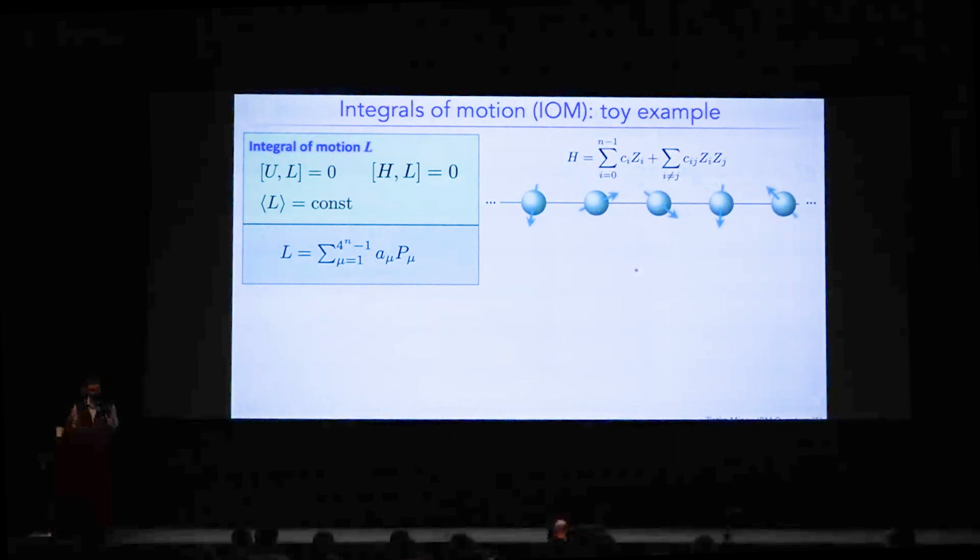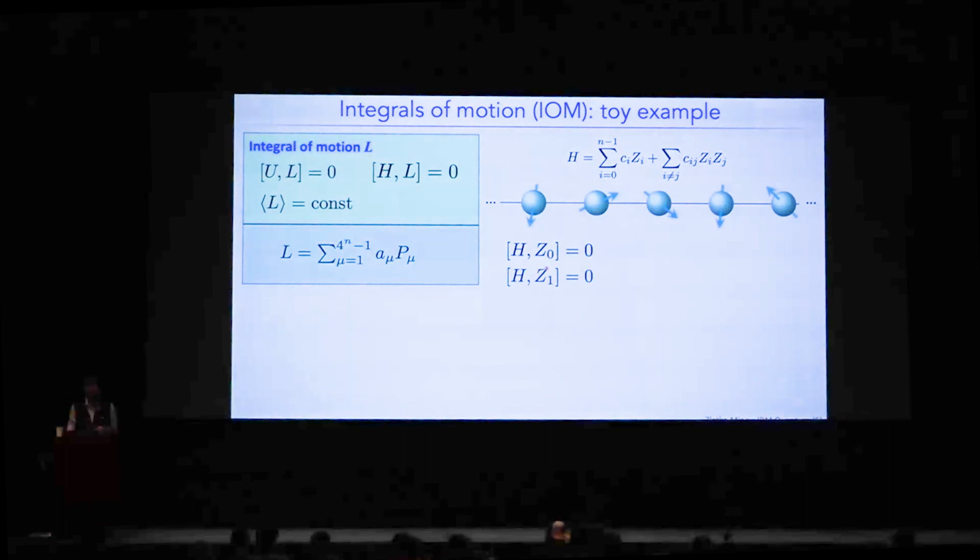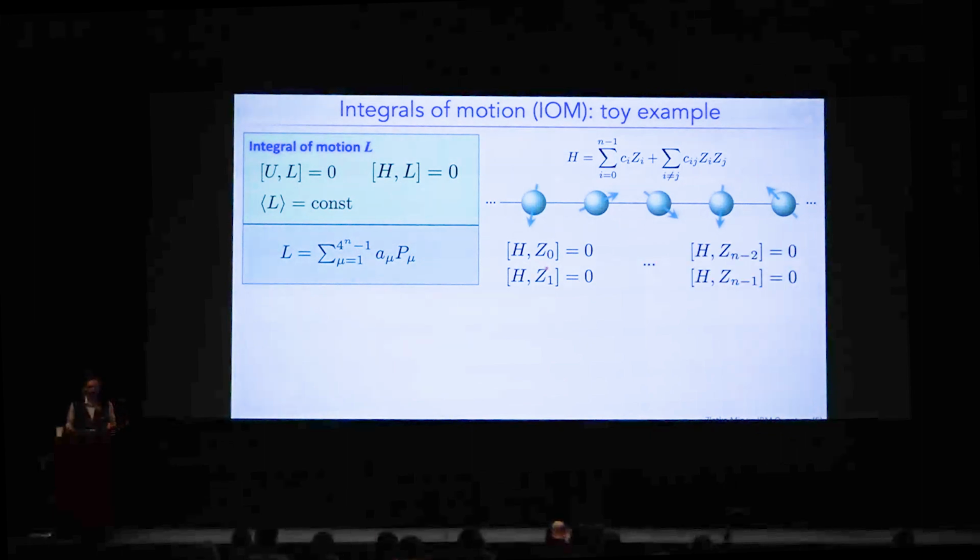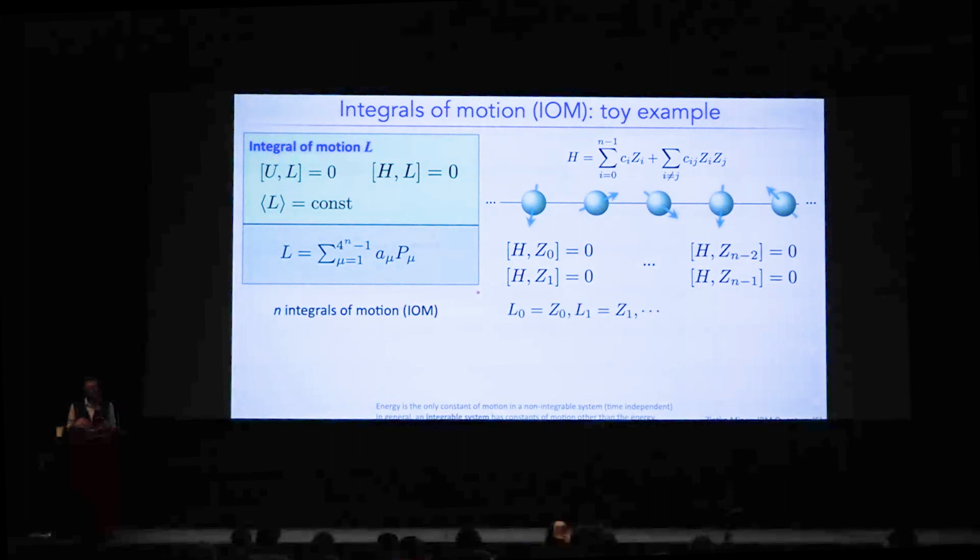For example, just to make this very concrete, imagine you have a toy model where you have a Hamiltonian that comprises one and two body Z operator terms, as shown here. To find an integral of motion, we can quickly observe that an operator Z, say on site 0, commutes with the Hamiltonian. The operator Z on site 1 commutes with the Hamiltonian, and so on. Effectively, we conserve the local Z spin polarization. Now, in this case, we've just found an extensive number of integrals of motion. We can write down at least n of them.